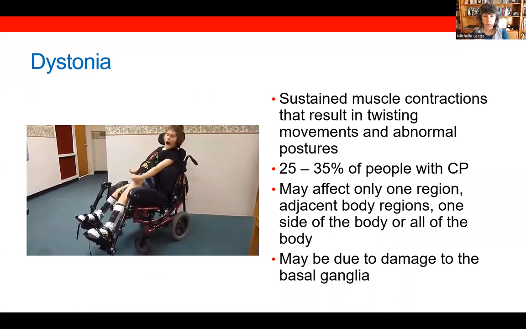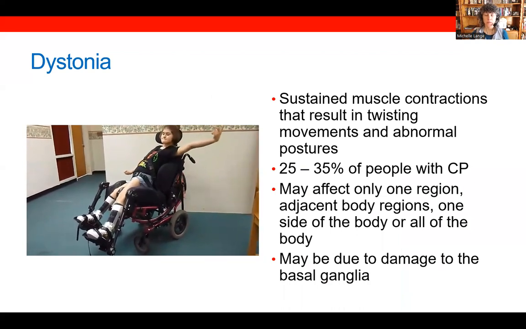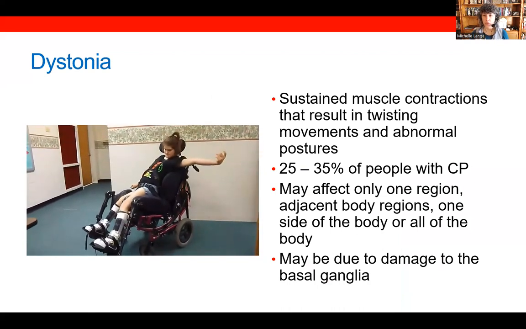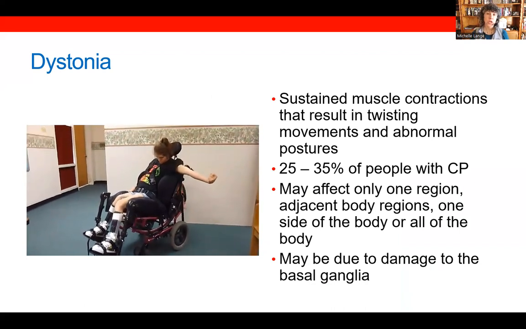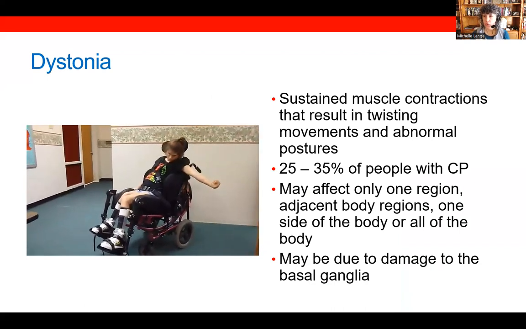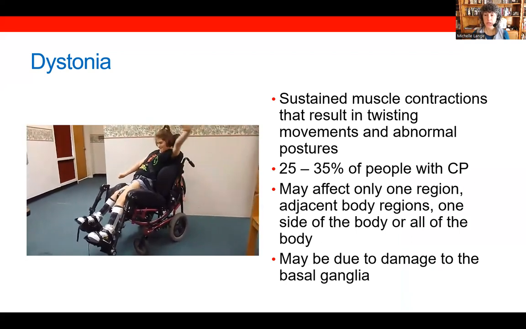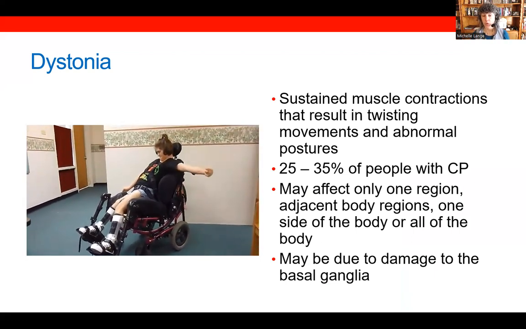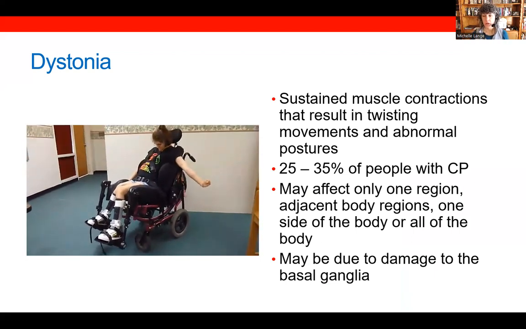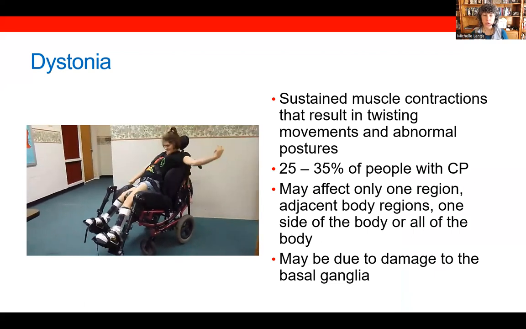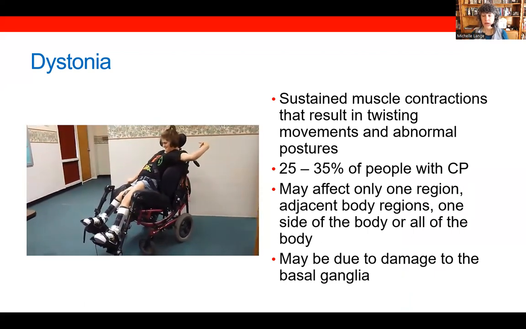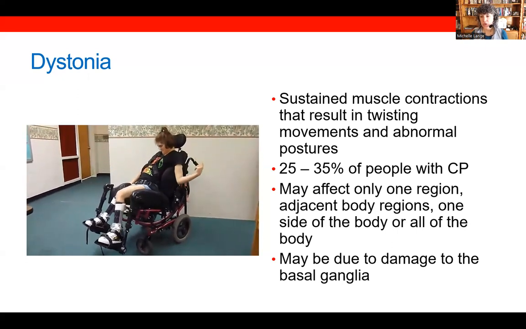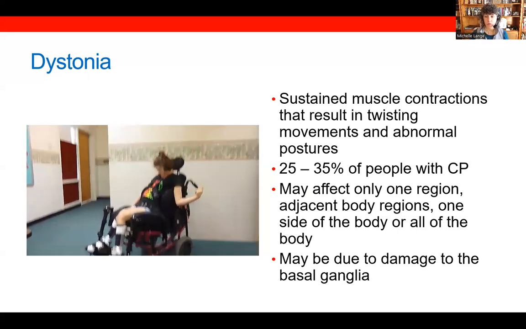Dystonia is more common, though still is only seen in 25 to 35% of people with cerebral palsy. In dystonia, we see more sustained muscle contractions that result in twisting movements and abnormal postures. And Amber is showing you both extension and dystonia in this video here. It may affect only one region of the body. It may affect adjacent body regions, one side of the body, or even all of the body, and is also thought to be due to damage to the basal ganglia.